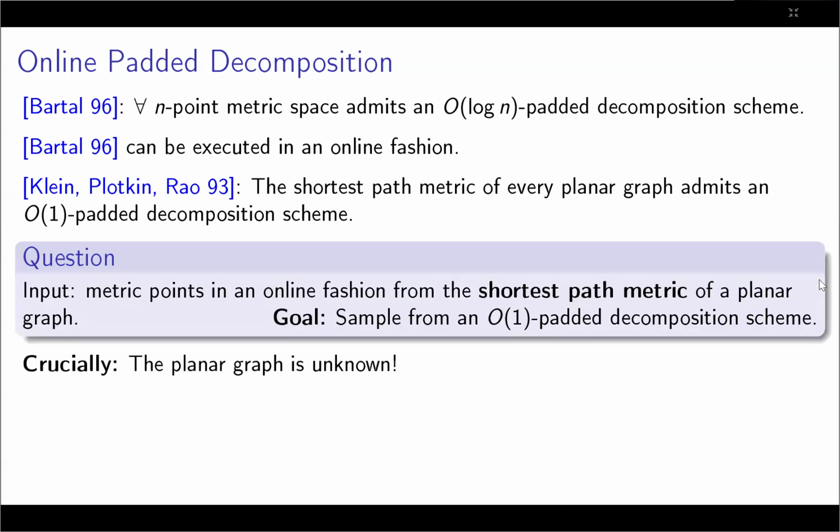However, what if you get the points in an online fashion? Specifically, suppose you get the same kind of framework that I had before. You get points one by one. For each point, you get all the distances to the previous points. And I promise you that this metric that I show you, all the distances come from a shortest path metric of a planar graph. So now I know that this metric admits a constant padding parameter, but I don't tell you what the planar graph is. Is there any way to get some constant padding parameter in an online fashion? If you get this, then we know the result we had before: you could replace the log n by the padding parameter that you get.